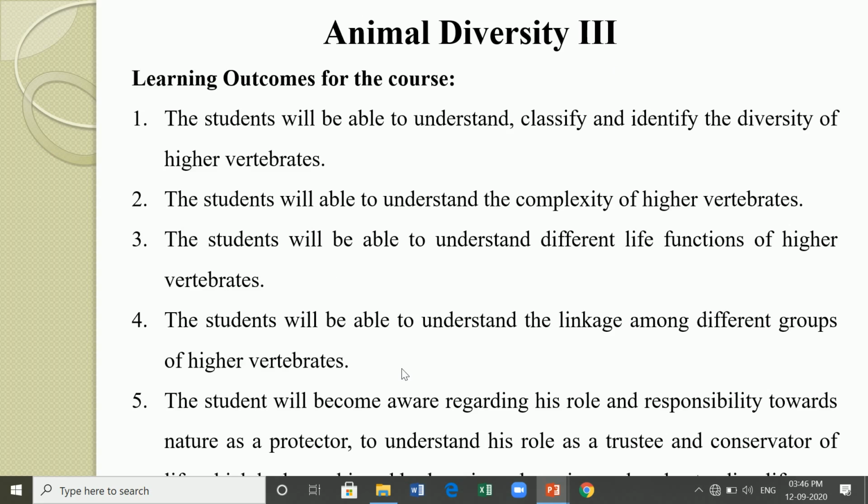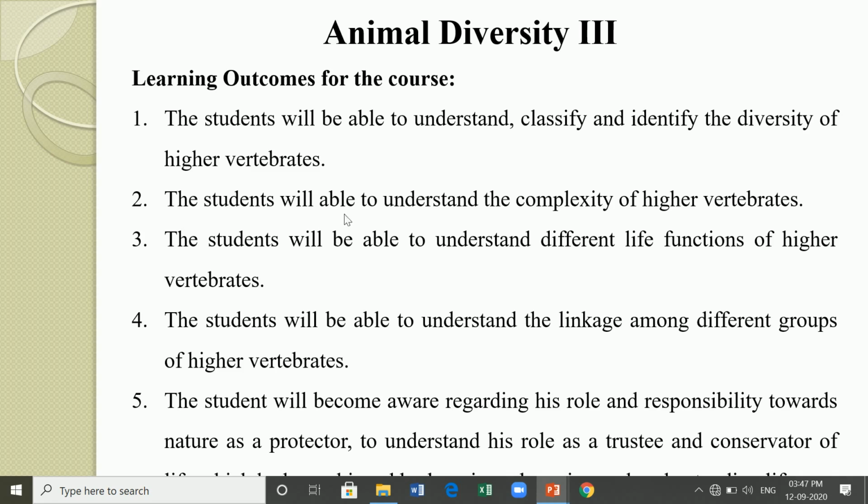Then learning outcomes. Now after learning this subject, what outcomes will you get after learning Animal Diversity III? First outcome, the student will be able to understand, classify and identify the diversity of the higher vertebrates. With the knowledge of the vertebrates, you can easily distinguish which vertebrate organisms are there, and you will be able to broadly classify these animals into the different classes.